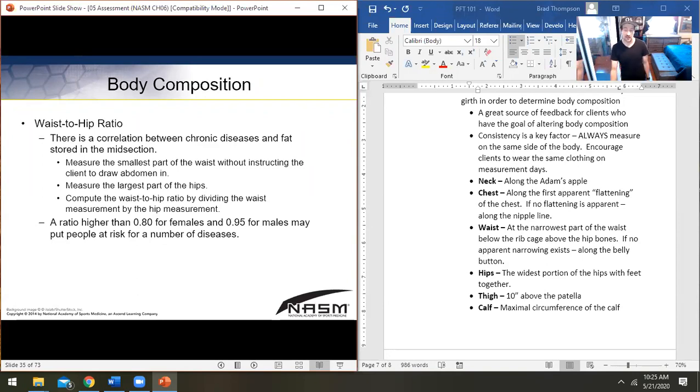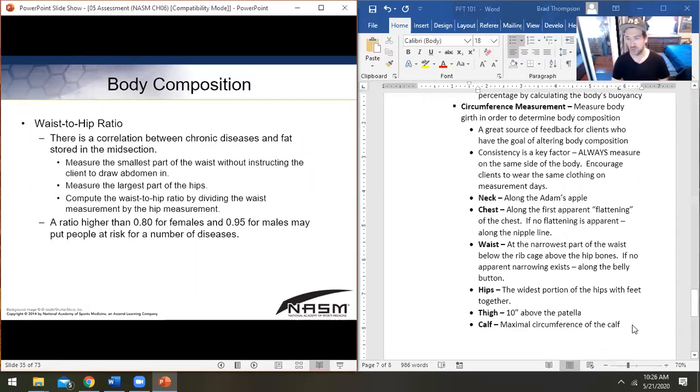Now, that being said, if you do that method, this formula won't work, right? Because you're not measuring at the narrowest and the widest. You're just measuring into body landmarks. So that's sort of a little bit of a difference there.